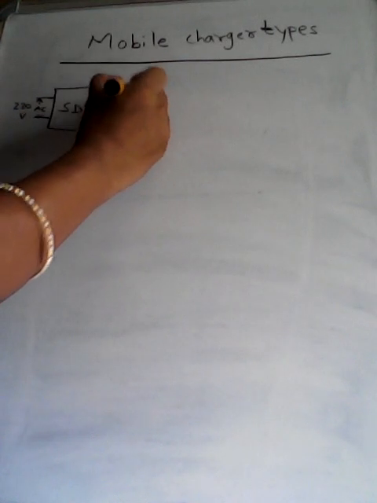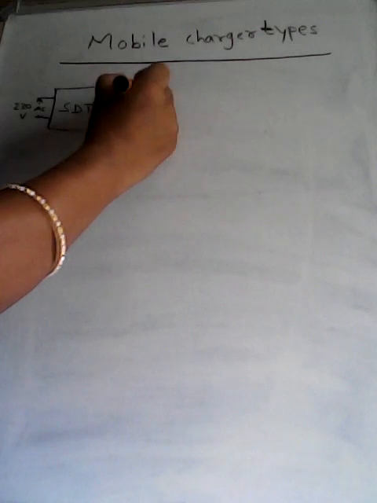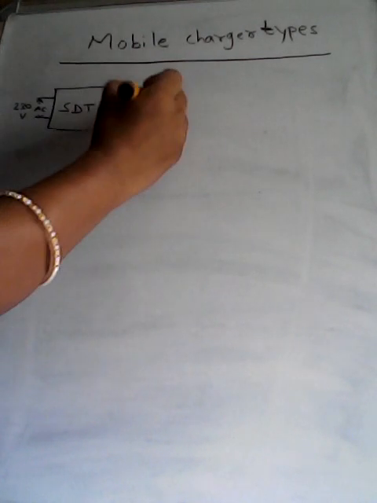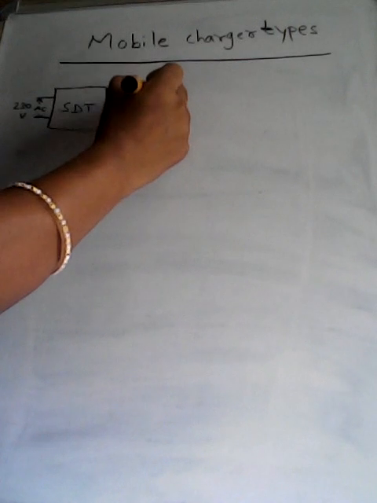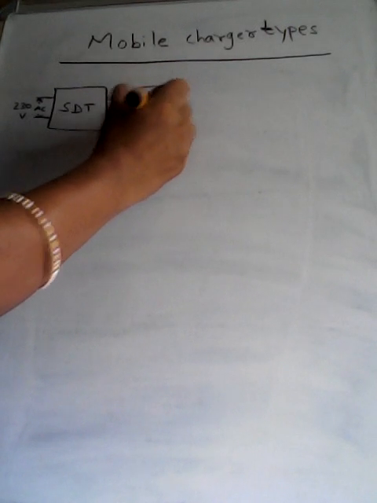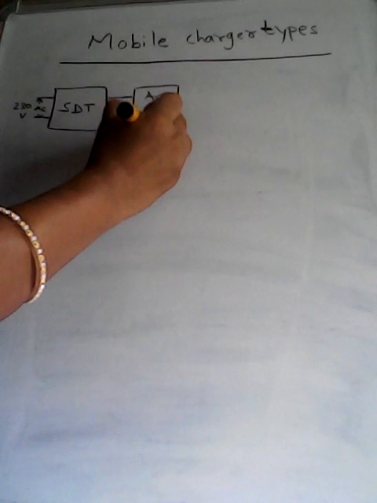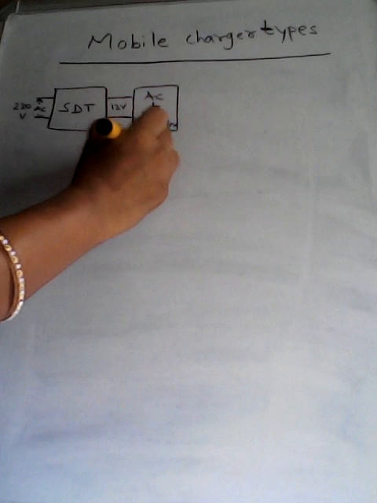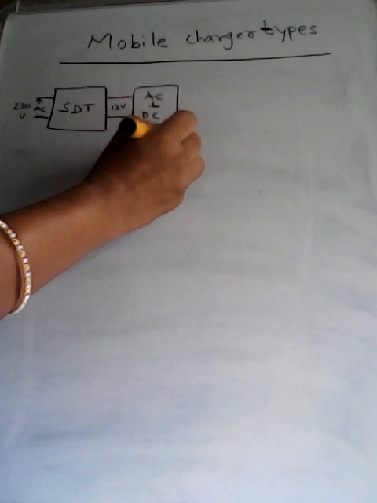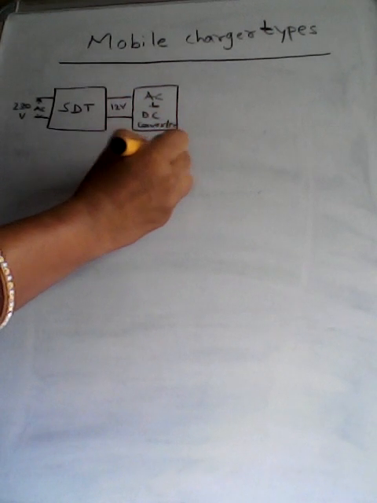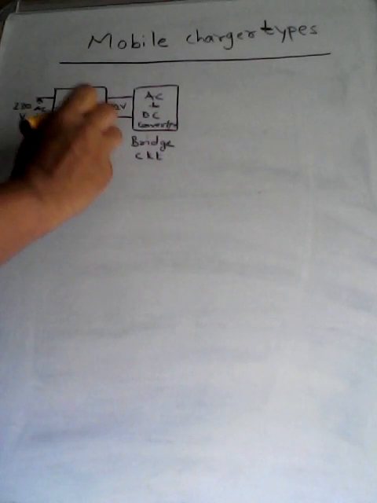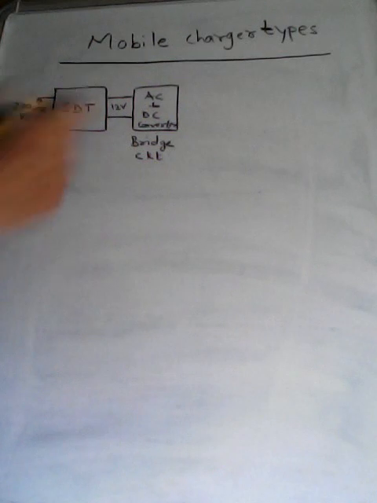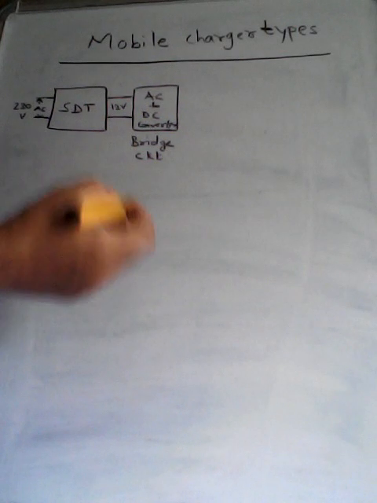This is applied to another block, which is called as a AC to DC converter. Usually the circuit which is used in this is a bridge circuit, which will convert the AC, that is 12 volts, into its equivalent DC value.